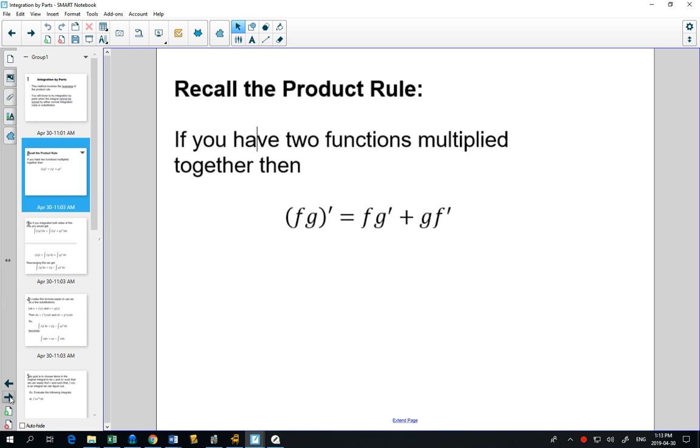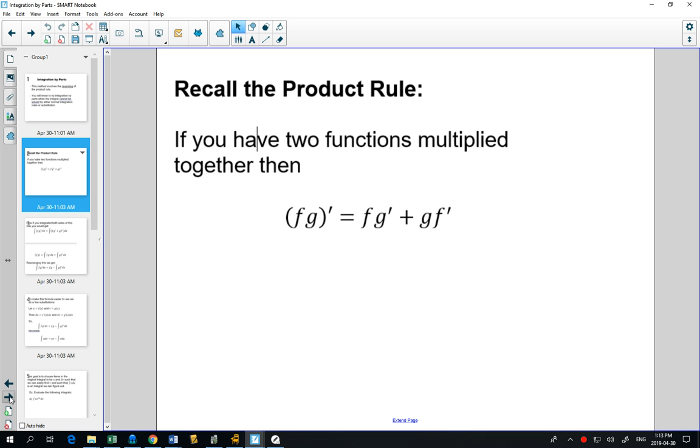So here's a little review of our product rule. This notation says if I have two things multiplied together and I want to take the derivative, I keep one the same, derivative of the other one, then I keep the other one the same, derivative of the first one. Product rule, we've done a fair bit already.